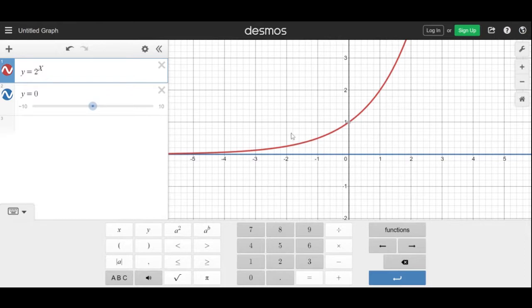Okay, so we will actually do this graph by hand. So we're going back to our whiteboard.